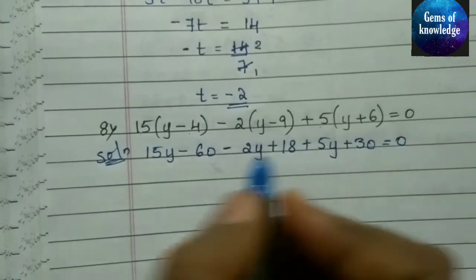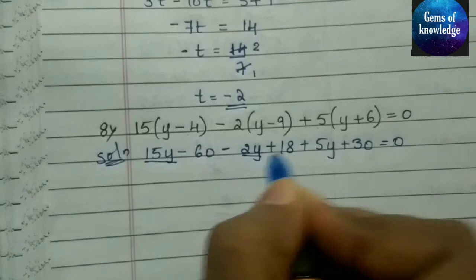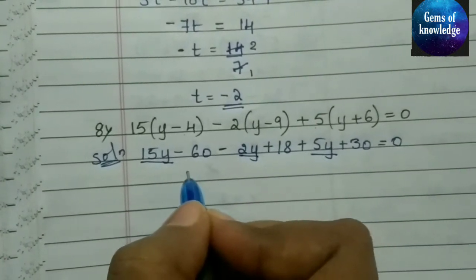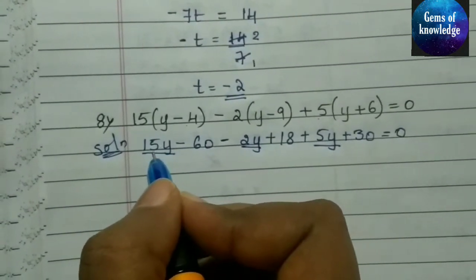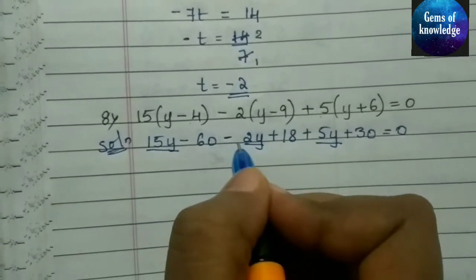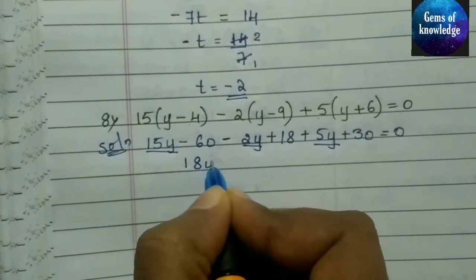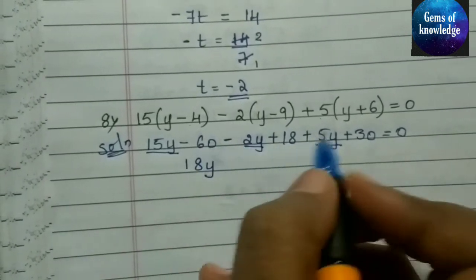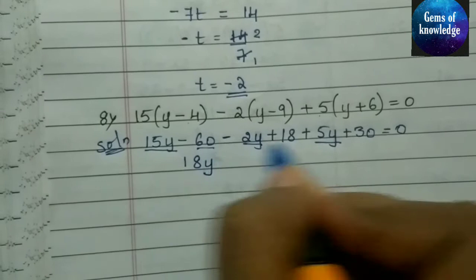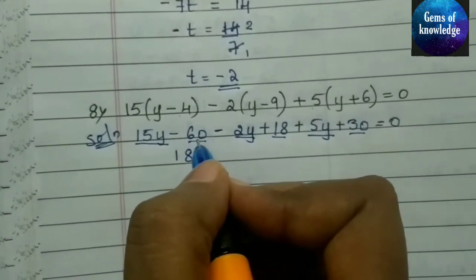which is equal to 0. Now just see here, 15y, 2y and 5y. What we have to do? We have to add all these. So 15y plus 5y is nothing but 20y. 20y minus 2y is nothing but 18y. Okay. Next, you can see here 60, 30 and 18 are given. So again we have to add these.